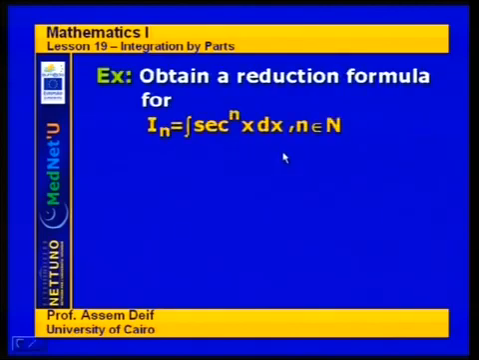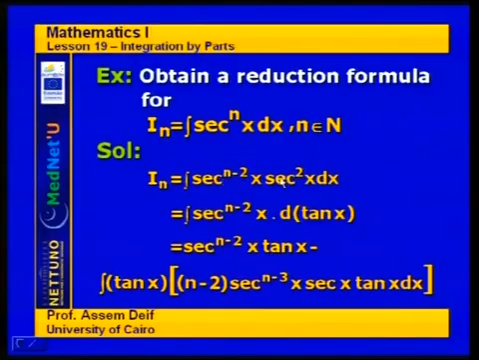In fact, the same applies to, for example, sec to the power n. Suppose you wish to integrate sec to the power n for any n. Of course, if n is even, there are other ways. But if n is odd, there is no other way except integration by parts. So what you do is you write sec to the power n as sec squared times sec to the n minus 2.